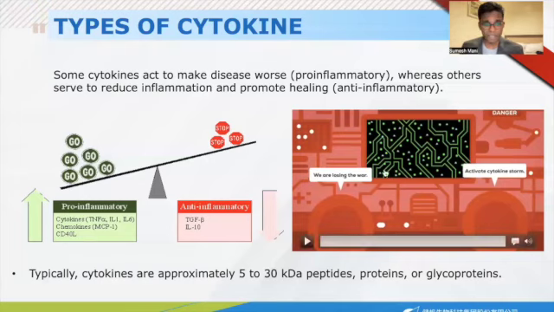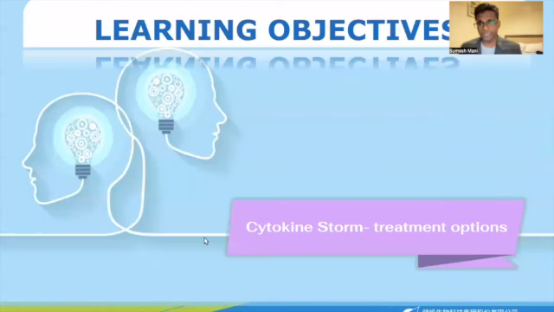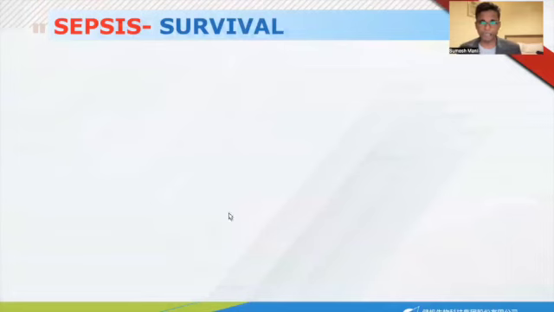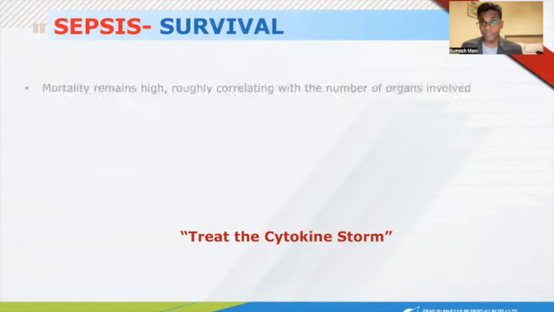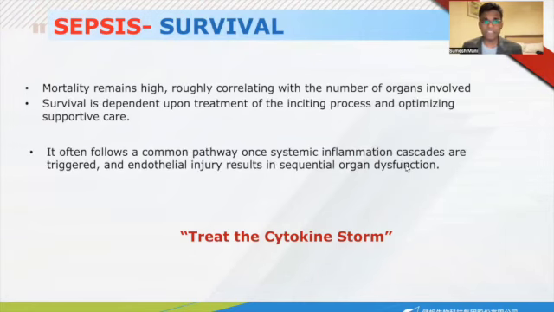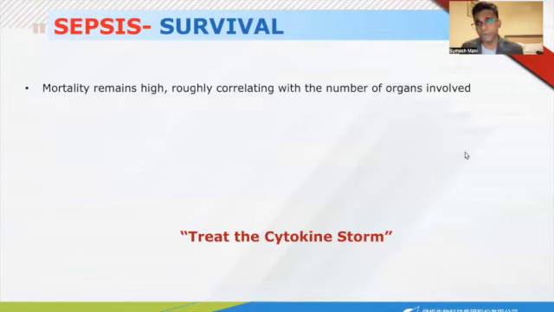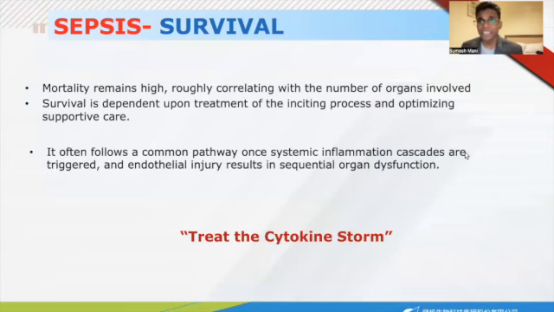Okay, forget about the last one, 5 to 30,000, I will correct it. Now, the treatment options. I'm going quite fast because we lost some of the time yesterday. Treat the cytokine storm. To be frank, that's the best way to do it here. The mortality remains higher according to the number of organs involved. Survival is dependent upon the treatment and post-operative supportive care. Supportive care means supporting the patient to control the after-effects of the sepsis storm, the cytokine storm.